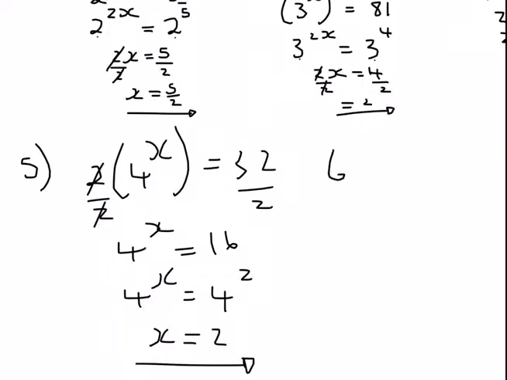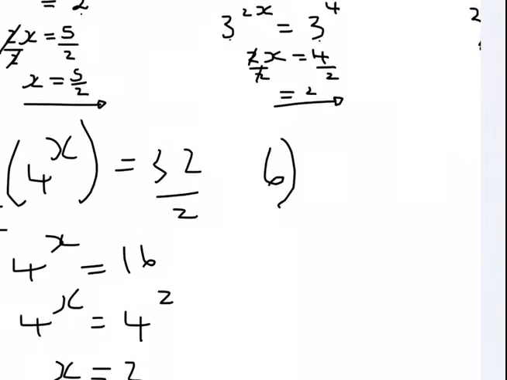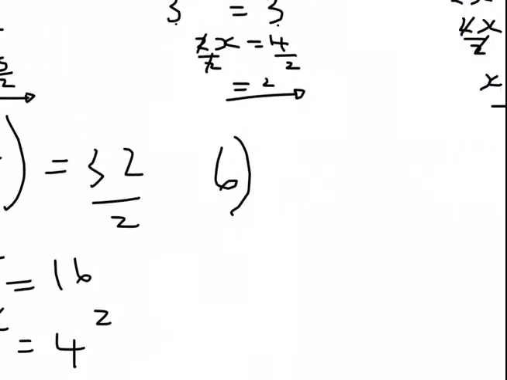So now let's jump on to problem number 6. Let's see how it looks. For problem number 6, we have 3 to the exponent of (2 minus x), and this is equated to an interesting one. It is equated to 1 over 9.